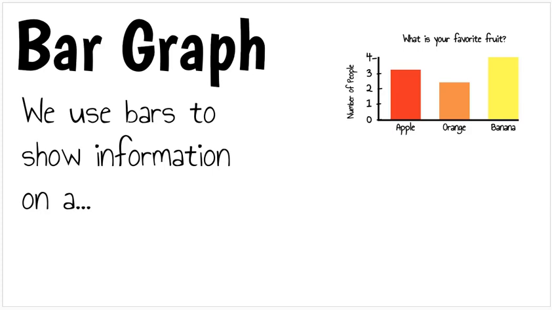And last, we have a bar graph. We use bars to show information on a bar graph. And here we see a bar graph. We see the bars that go up and show how many people voted for their favorite fruit. So we use bars to show information on a bar graph.